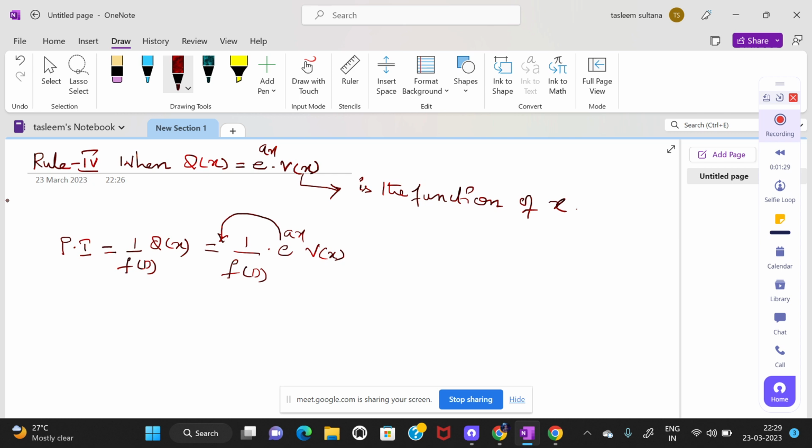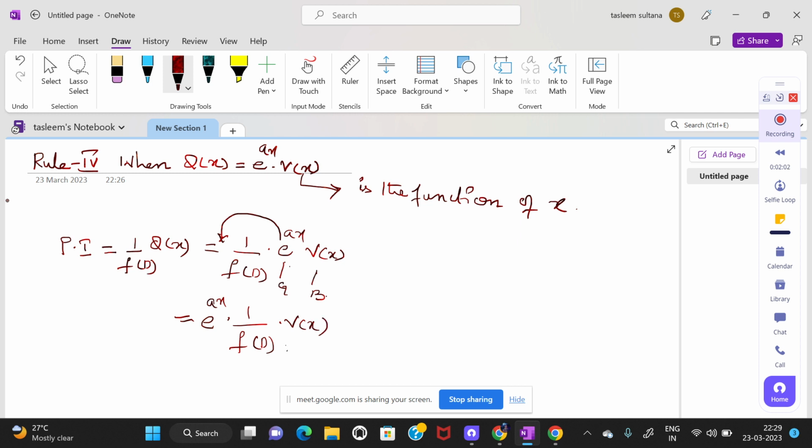Suppose you think that this is a girl and this is a boy. They have fought among themselves. So for solving them, what happens between them? This 1 by f of D will become a mediator. First he will take that girl to one side, so this e power ax will come on this side. It is equal to e power ax into 1 by f of D into v of x.